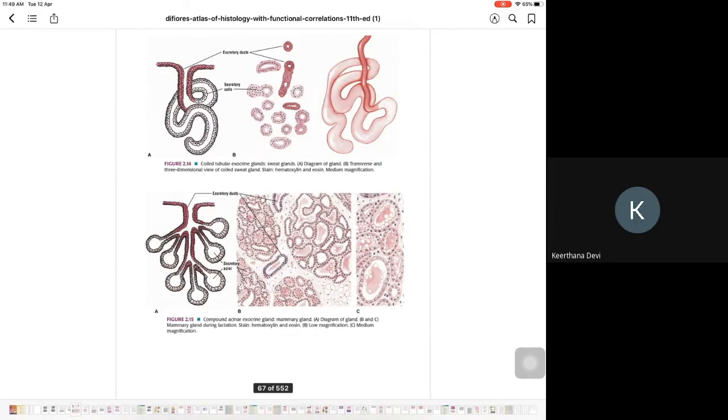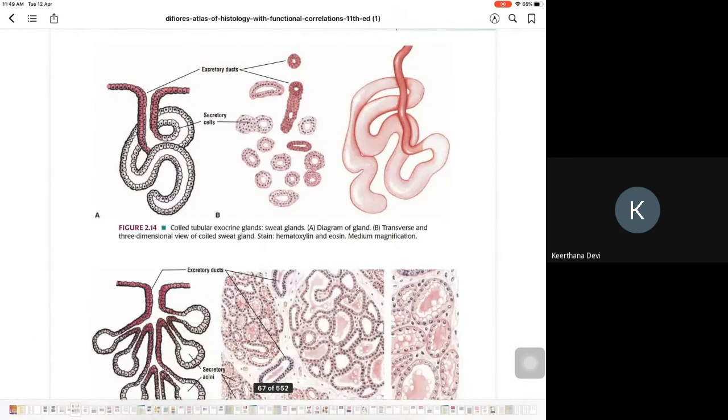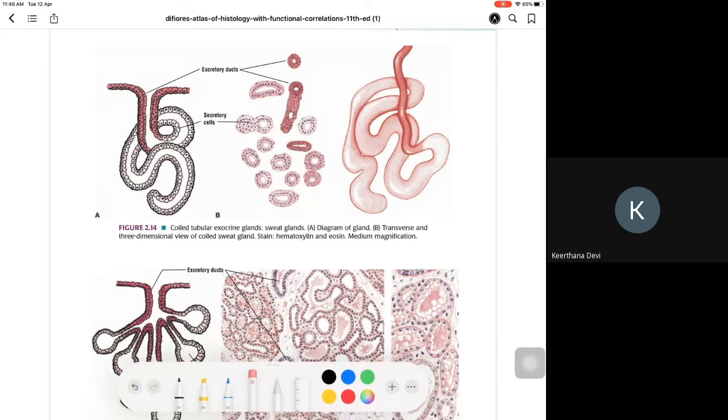Coiled tubular exocrine glands, sweat glands. A. Diagram of gland. B. Transverse and three-dimensional view of the coiled sweat gland. Stain hematoxylin and eosin, medium magnification. And excretory ducts are marked in both the images, and then secretory cells are also marked. You can at least see these are all like a tubular gland that is coiled, isn't it?